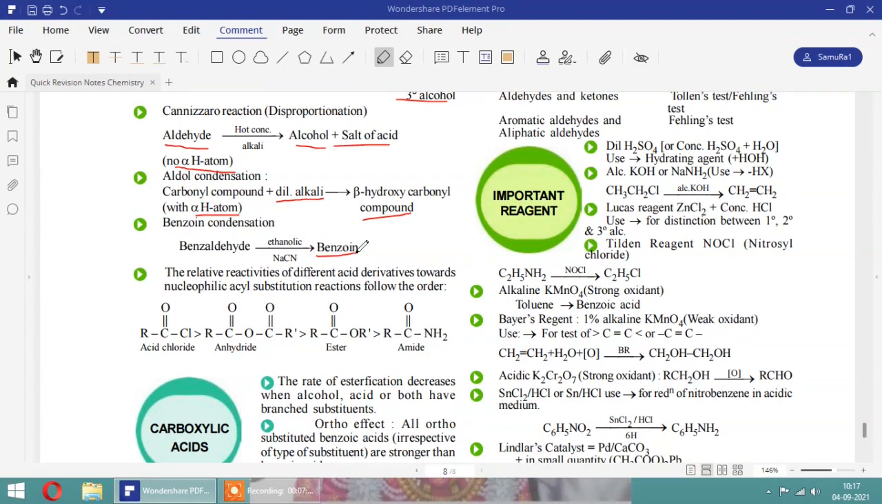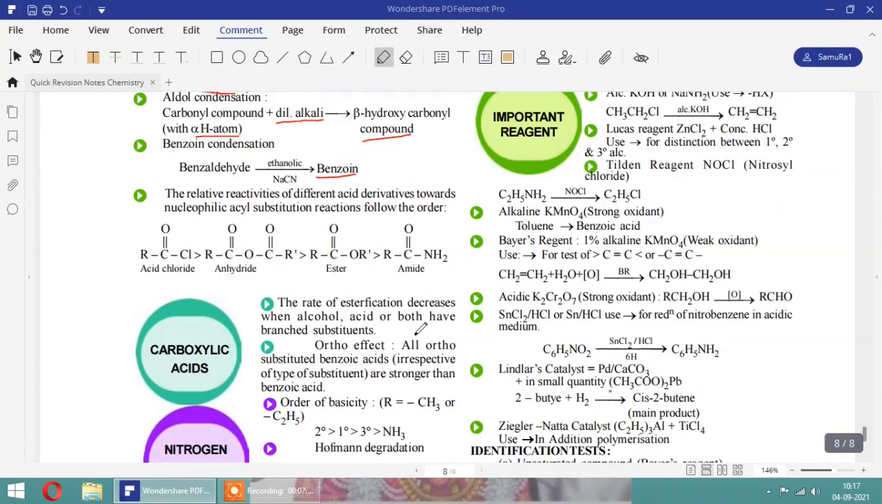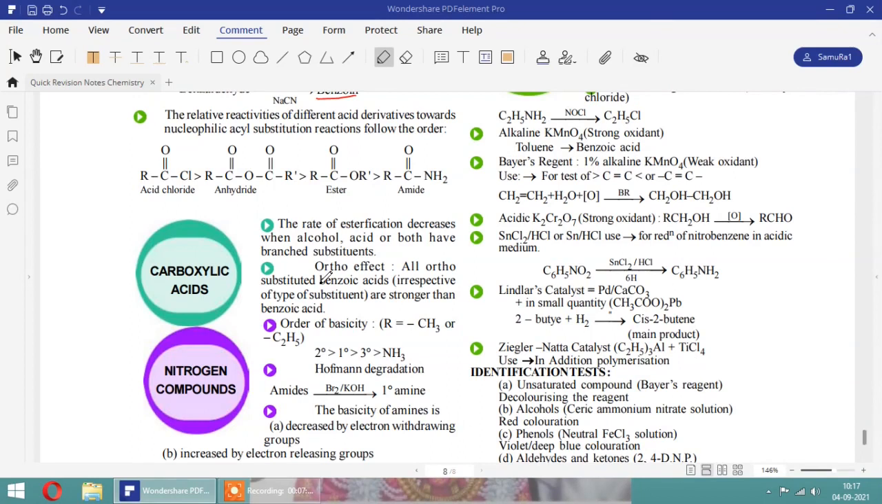The relative reactivity of different acid derivatives towards nucleophilic acyl substitution reaction follows the order: acyl chloride greater than anhydride, greater than ester, greater than amide. In carboxylic acids, the rate of esterification decreases when the alcohol, the acid, or both have branched substituents. Ortho effect: all ortho substituted benzoic acids, irrespective of the type of substituents, are stronger than benzoic acid.